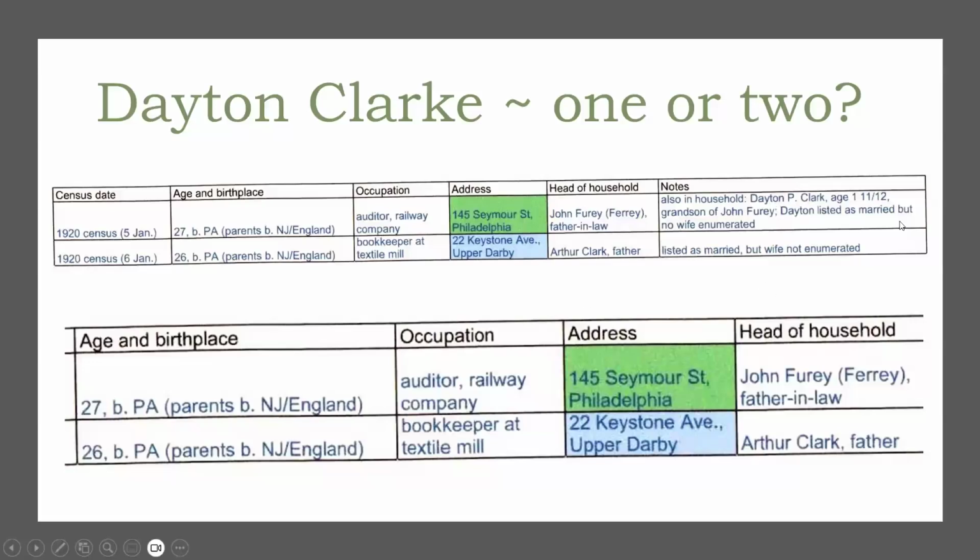Dayton is listed as married, but his wife isn't there. And in one of them, there's a Dayton P. Clark Jr., just short of 2 years old. So, question for you guys. Is this one man or two? What do you think?